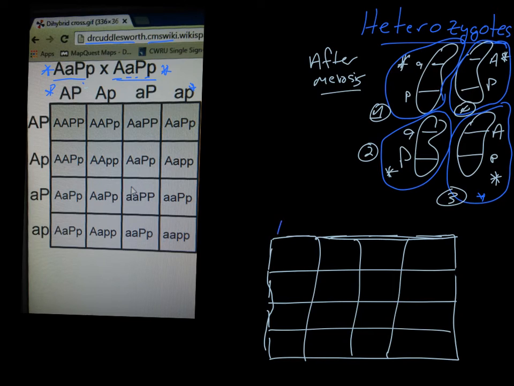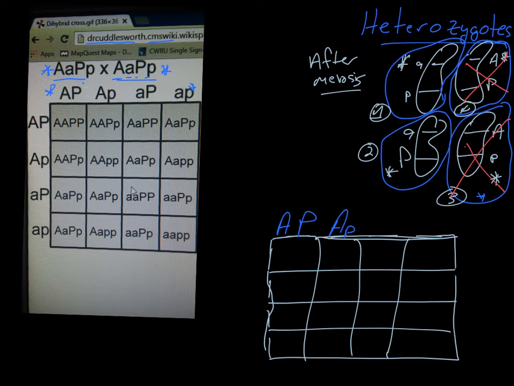It could be big A, big P. Well, that took care of that. So we can get rid of this one. This one's gone. And it could be big A, little p. So this one's gone now. So that was the possibility. So that possibility could be there.